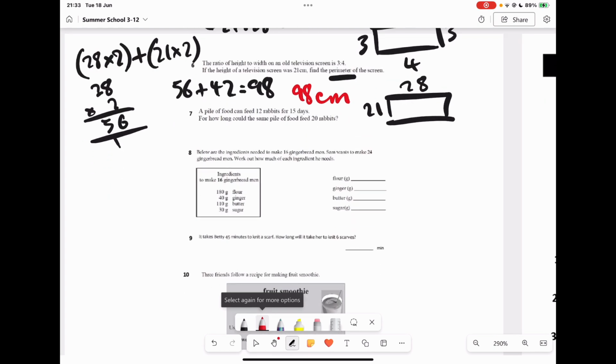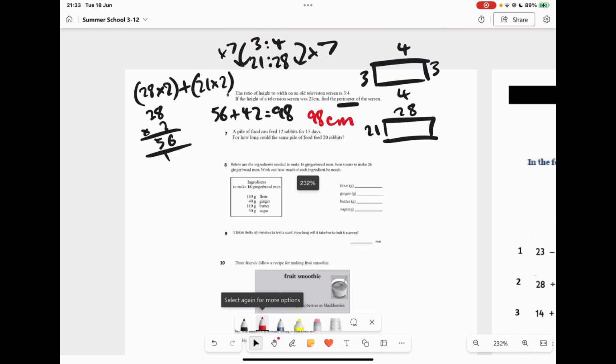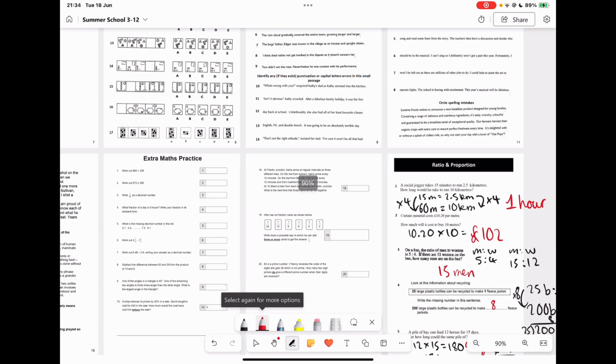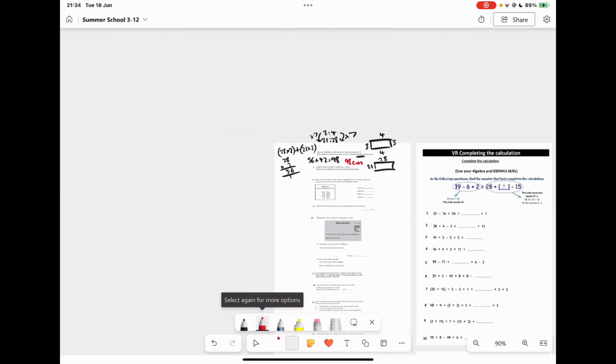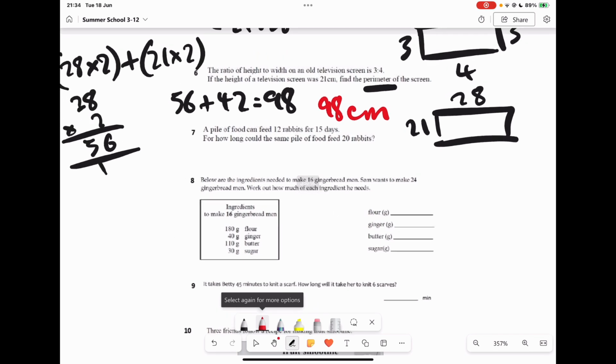Okay, question 7. A pile of food can feed 12 rabbits for 15 days. How long could it feed 20 rabbits? This seems very similar to question 5. Yep. Okay, so it's the same method. We take 12 rabbits and multiply by 15 days. So that's like the work. So this is the equivalent of the work of 180 rabbits, you could say. So then you're dividing that by the 20 rabbits, and it's the same answer of 9 days.